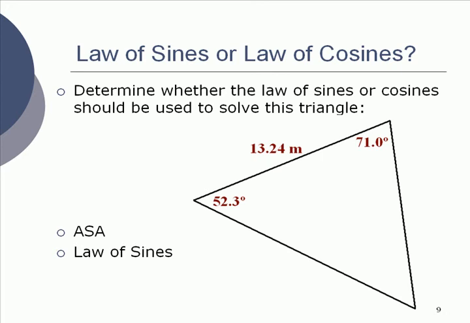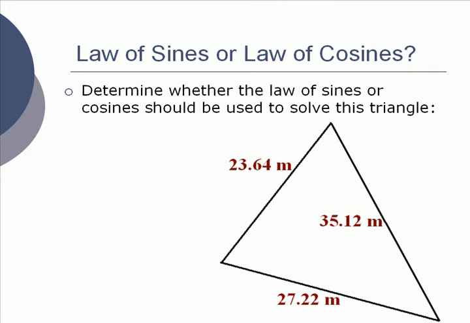Next one. When you realize which one it is, just hold on to it for a second. Give everybody else a minute to look it over and make a determination. What about this one? Think about that for a second. Well, that one's pretty straightforward. It is side, side, side, and so you are going to use law of cosines. That's right. Agree? Okay, next one.